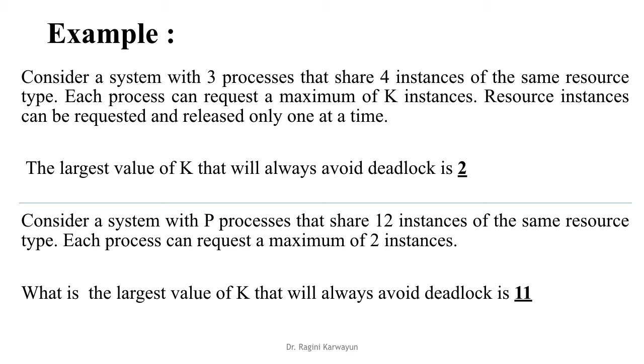Now consider a system with p processes that share 12 instances of the same resource type. Each process can request a maximum of 2 instances. So again, using that theorem, the largest value of p will be 11. If we keep p as 12, then each will be allocated one resource, and we will have 0 free. So we won't be able to satisfy the request of any process. So the maximum value of p will be 11.